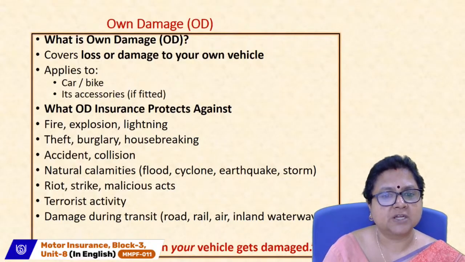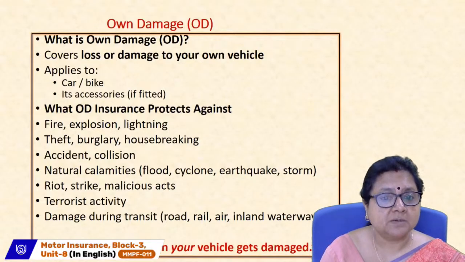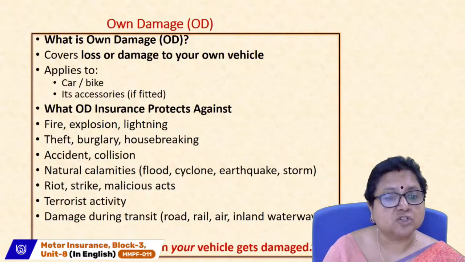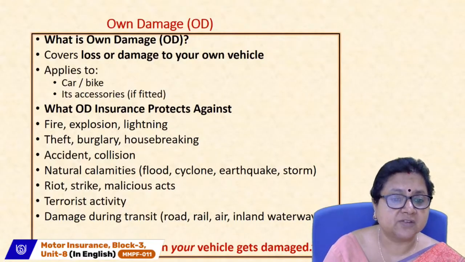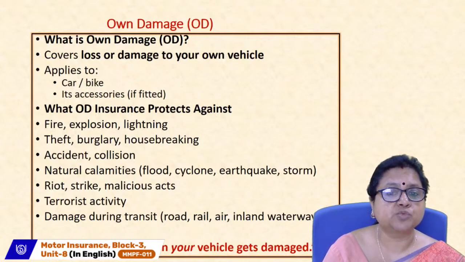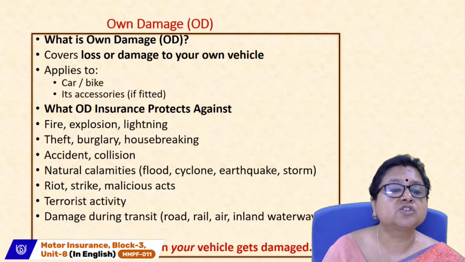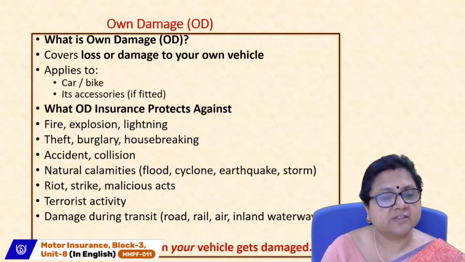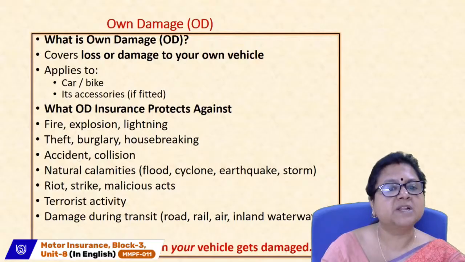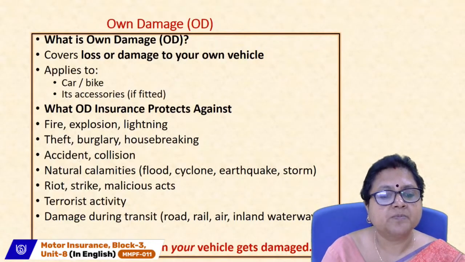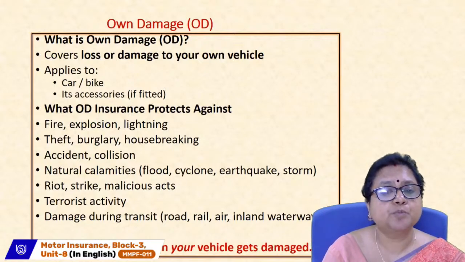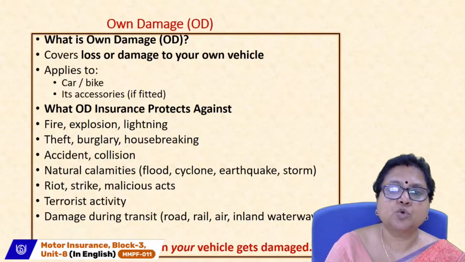And what does own damage insurance protect against? Suppose my bike or my car is under fire, explosion or lightning, or has been stolen, or burglary or housebreaking. Suppose my car has met with an accident or collision. Suppose there are some natural calamities which have caused damage to my vehicle, or during riots or any sort of malicious act my vehicle has been damaged, or any sort of terrorist activity, or suppose I am shifting clothes from one place to another, then during the transit there is damage to my vehicle. So such types of damages are protected in motor insurance under this own damage category.